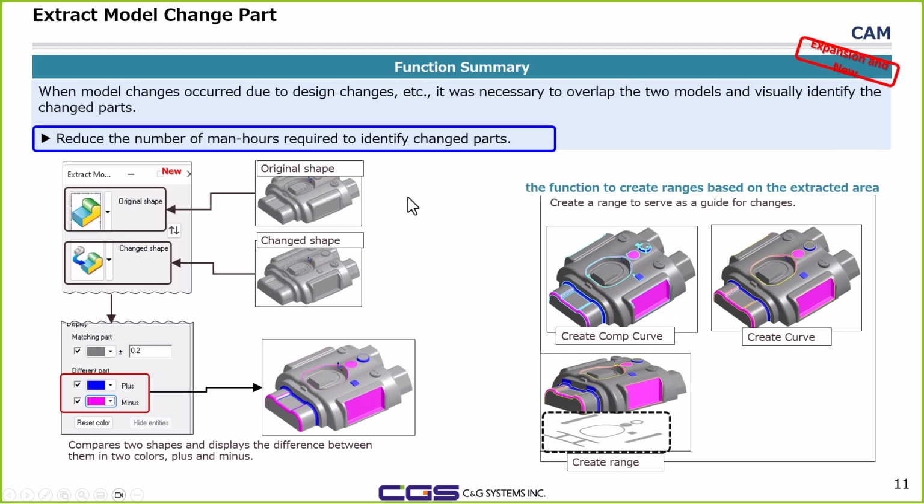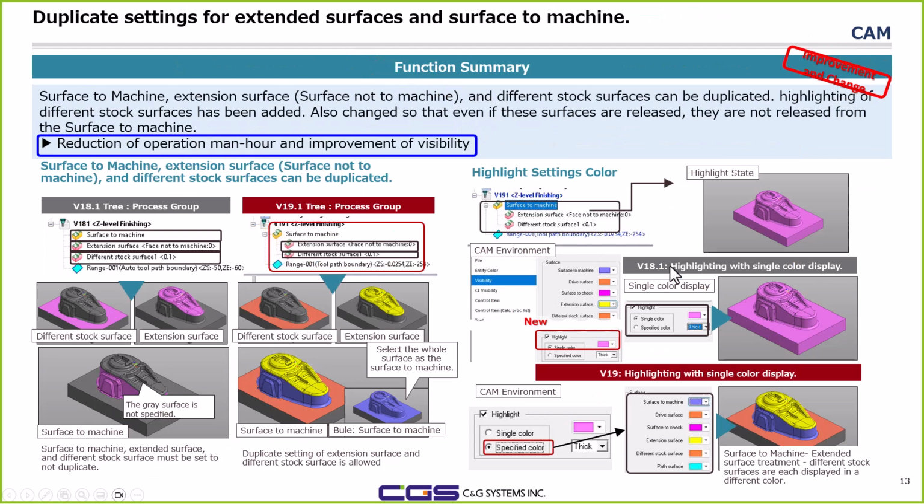Extract model change part is now available. So now you can overlay two different shapes and it will highlight where the changes are being made. This makes it a lot easier to identify these parts, and you should also be able to output a wireframe or a 3D contour boundary around these parts, making it easy to have the boundaries to go ahead and re-machine in there.